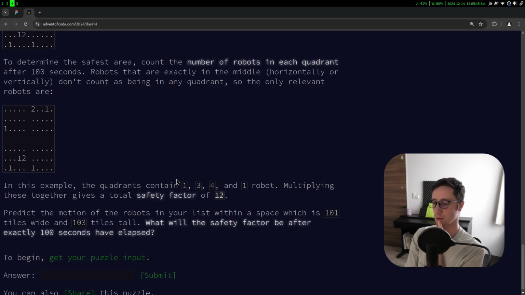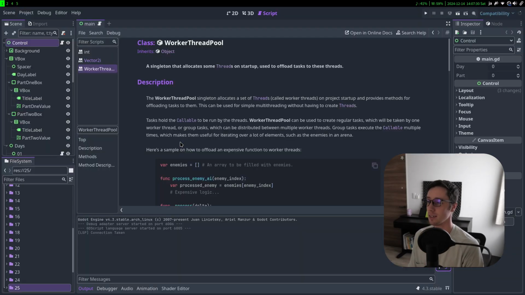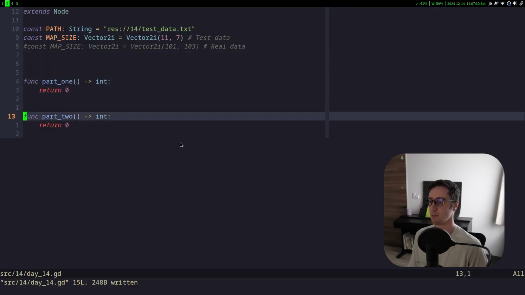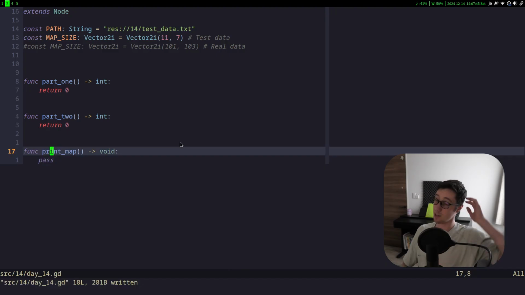Predict the motion of the robots in your list within a space which is 101 tiles wide and 103 tiles tall. What will the safety factor be after exactly 100 seconds have elapsed? Okay, what will be my plan of action? I think I should create some kind of map checking. So I need a function to print a map just in case. So func printMap, and this will need to print out a map with the data.